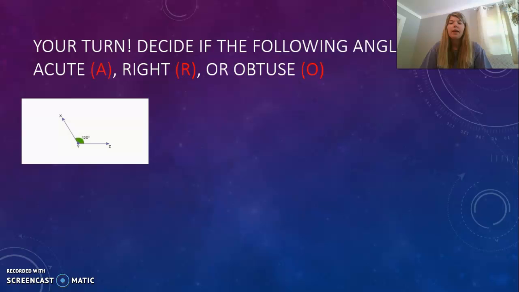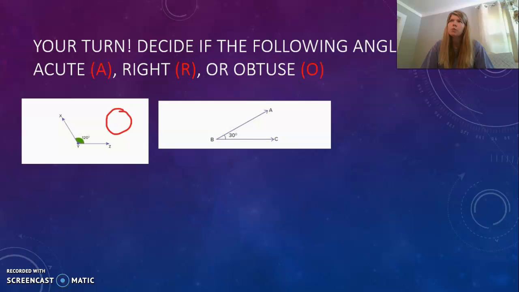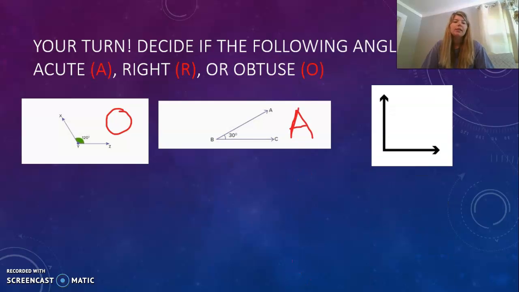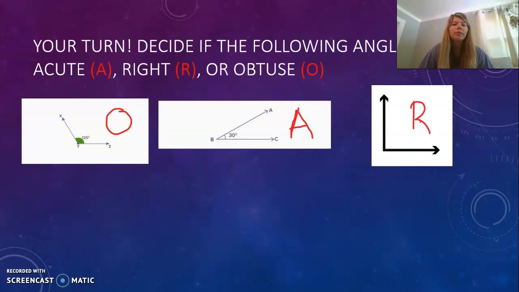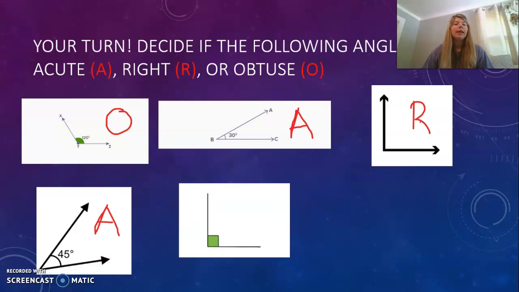Alrighty, the first one, what do we think? It's 120 degrees, so that means it must be an obtuse angle. Moving right along, we have a 30-degree angle. Well, we know that acute is between 0 and 89, so that must mean that's an acute angle. Next, we have that perfect L. That must mean it's a right angle. Alrighty, 45 degrees. That's less than 90, so that must be an acute angle. Again, we have that perfect L shape, so that's going to be a right angle.